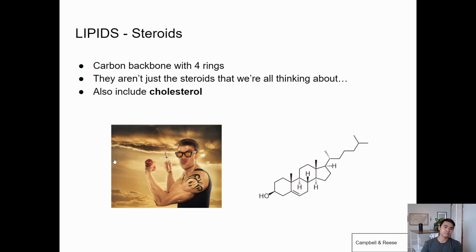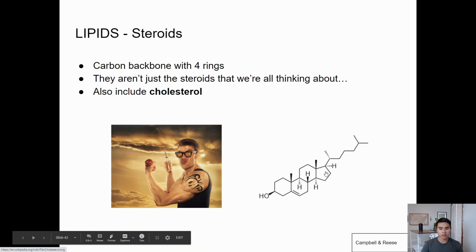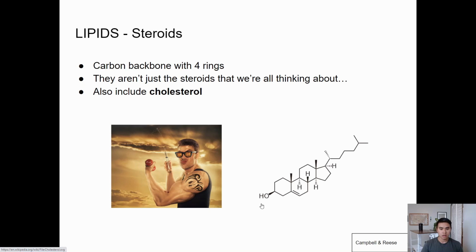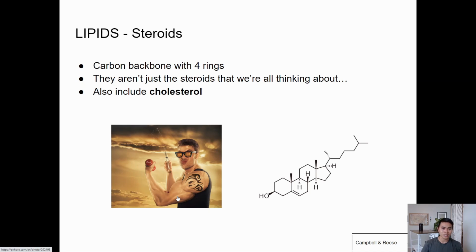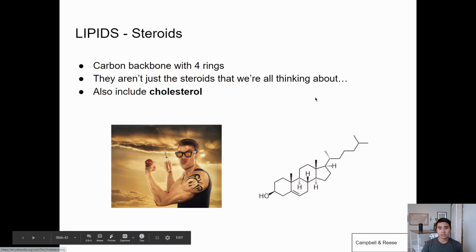Okay, steroids. Third one that we're going to talk about. Carbon backbone with 4 rings. So 1, 2, 3, 4 rings, and the carbon backbone's right here, or you just see it throughout actually. So they're not just steroids that you think of as injecting steroids so that you can get buff. It also includes things like cholesterol, and that's something that we all have.